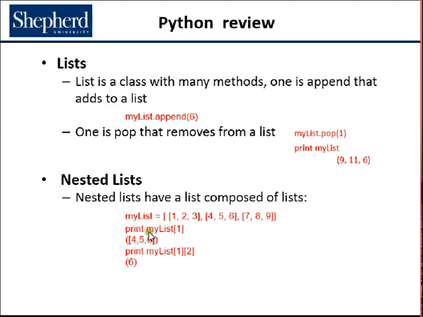So if we print out the second element, which is denoted by a 1 in my list, we get the list 4, 5, 6. If we use 2 indices to get to an item, the first index goes to the outer list elements, so it would be this 4, 5, 6, and then the 2 is going to indicate the value in the inner list, so 0, 1, 2, and we get a 6 out.